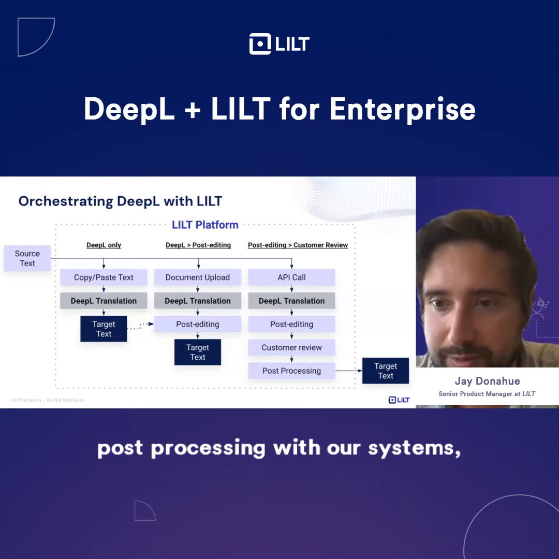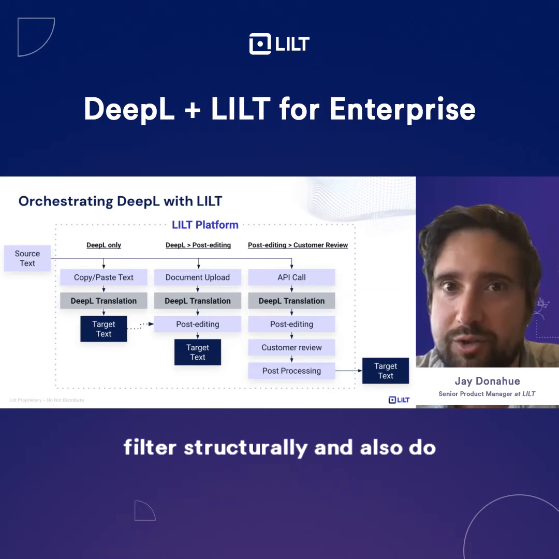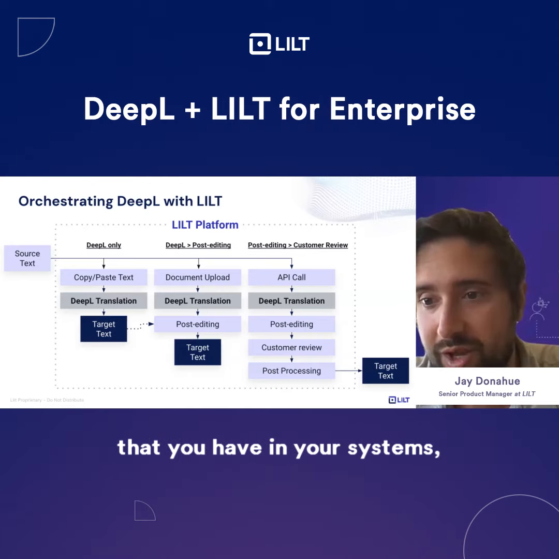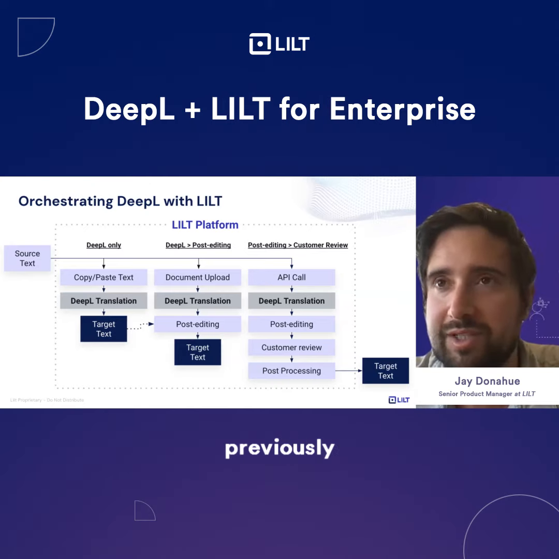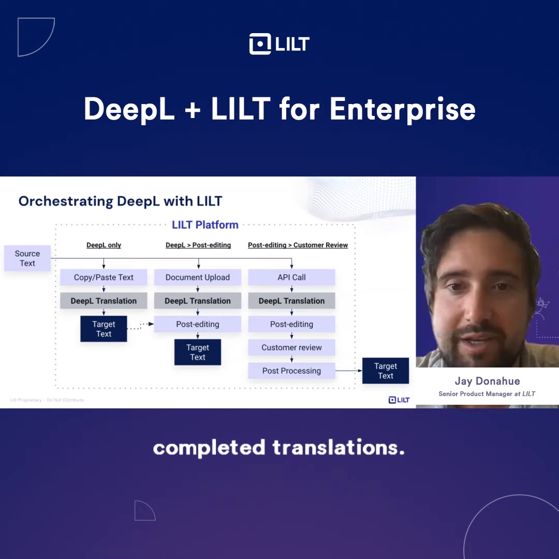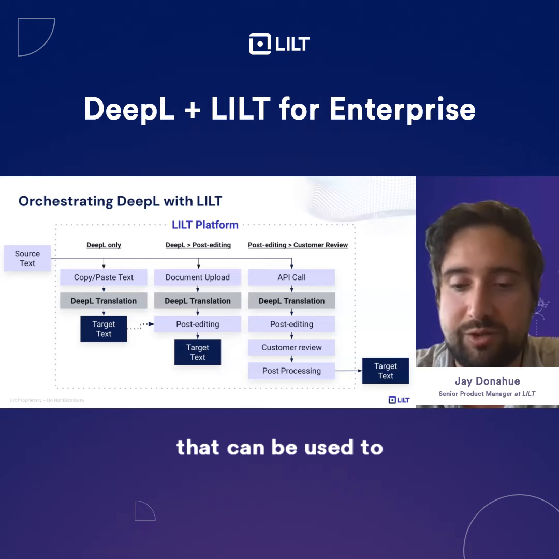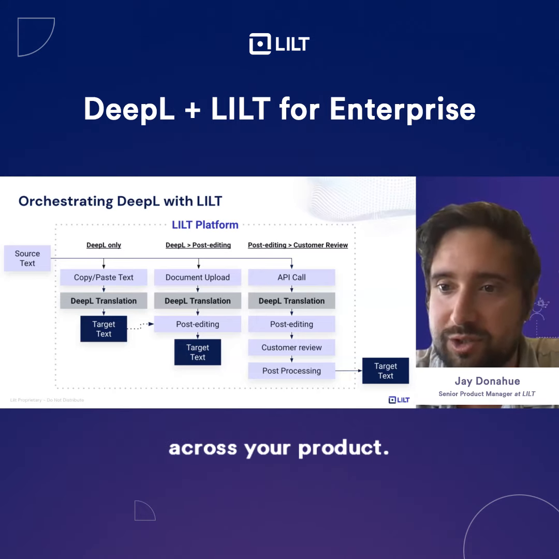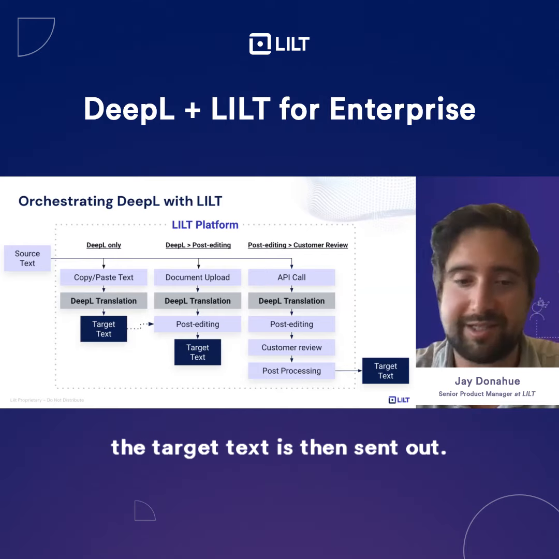And then finally, we do post-processing with our systems, which enable us to filter structurally and also do QA analysis. It also allows us to apply the leverage that you have in your systems to make sure that the DeepL translation is utilizing previously completed translations. So any data source that you store in Lilt can be used to do leverage and assure that you are getting consistent translations across your product. And in that workflow, after we've done post-processing, the target text is then sent out.